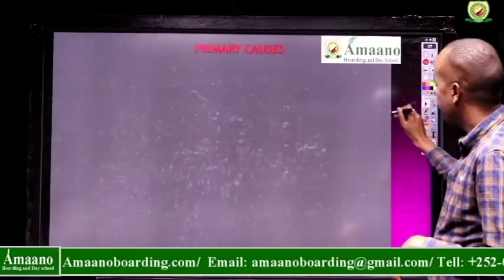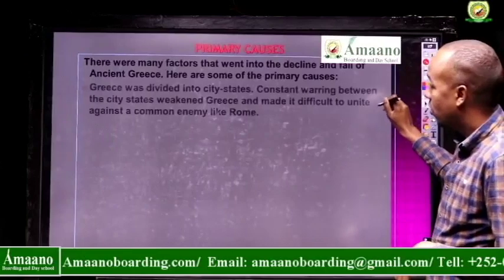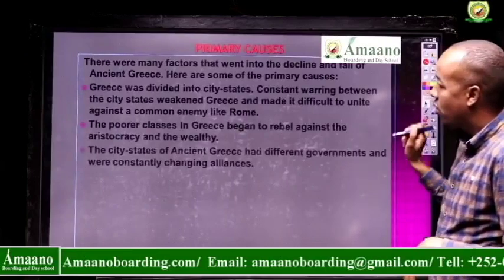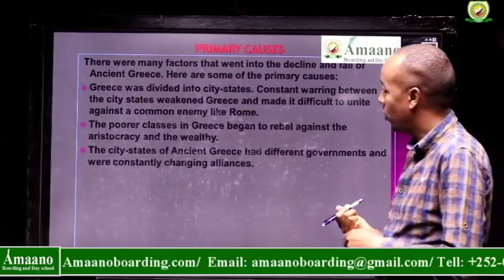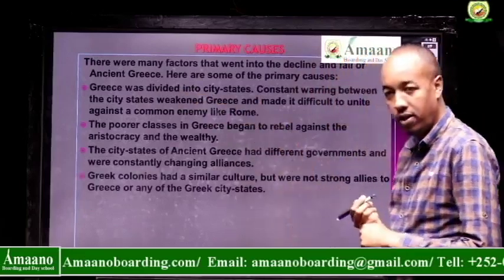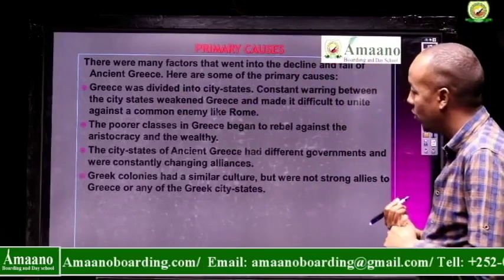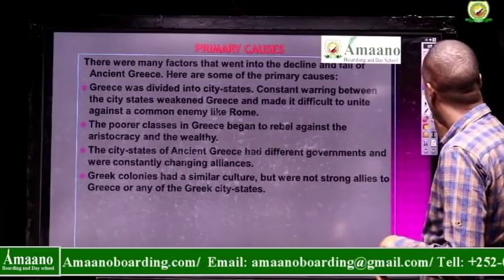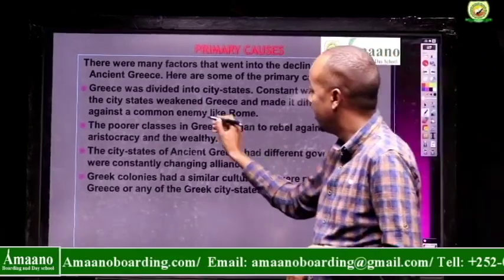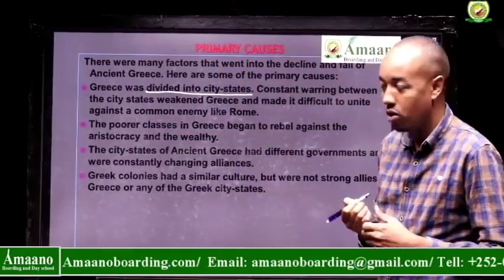Now these are the main causes of the decline in short. The first one, we said that they were divided. The Greeks were divided into city-states. That's the main reason why they declined. The second reason, the first one being that the Greeks were divided into different city-states that warred with one another.